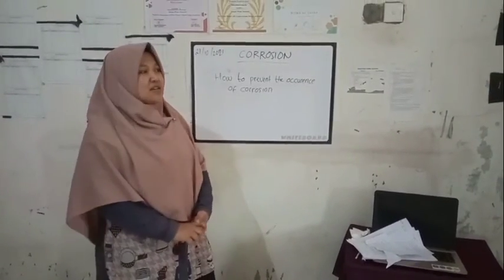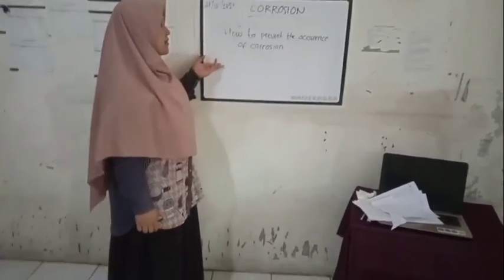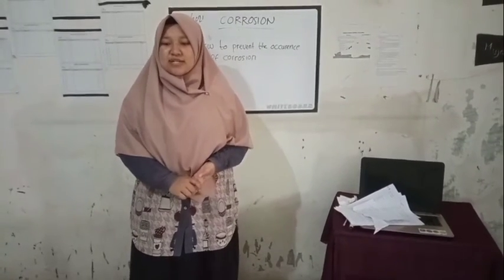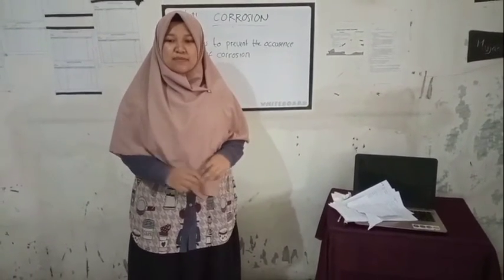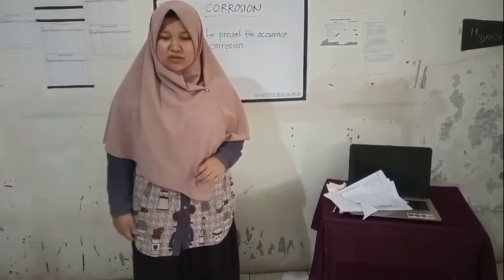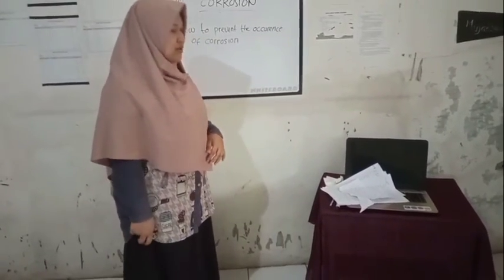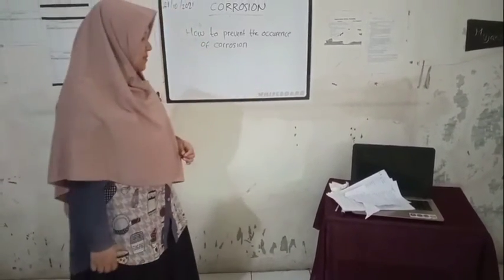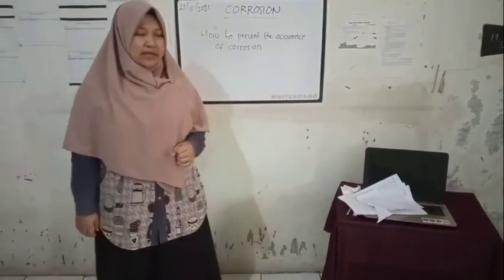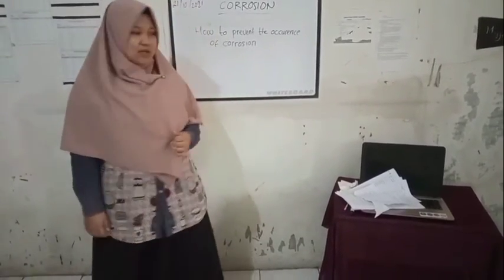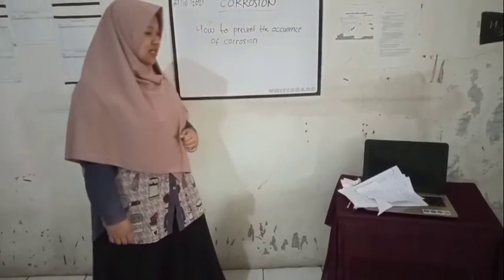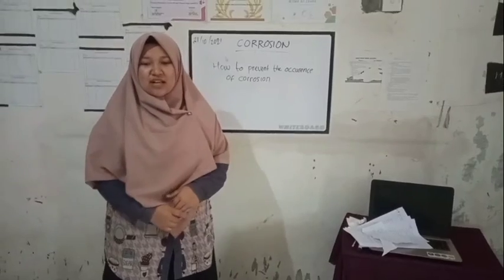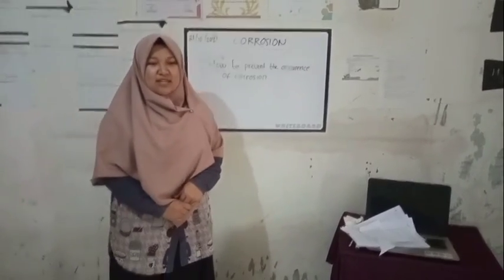Now we have already discussed how to prevent the occurrence of corrosion. Hopefully you understand this material. Don't forget to review the materials at home. At the next meeting, we will learn about applying redox reactions, stoichiometry, and Faraday's laws to calculate quantities related to electrolysis cells. Okay, maybe that's all for our material today.